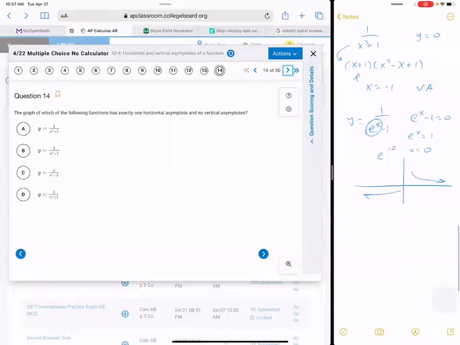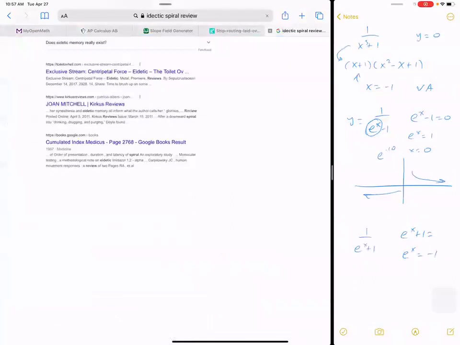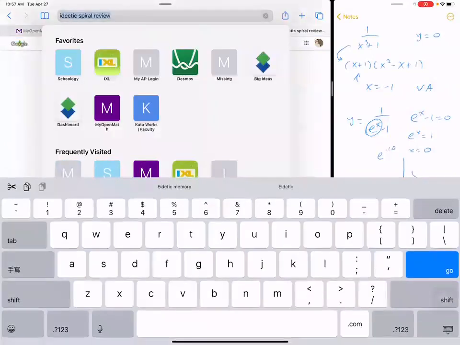And then the last one is, does 1 over e to the x plus 1, does e to the x plus 1 ever equal 0, does e to the x ever equal -1? Nope, that doesn't happen. But do we have a horizontal asymptote there? I don't know. Let's look at the graph real quick. That's a good question. That one, I can't think of as fast.